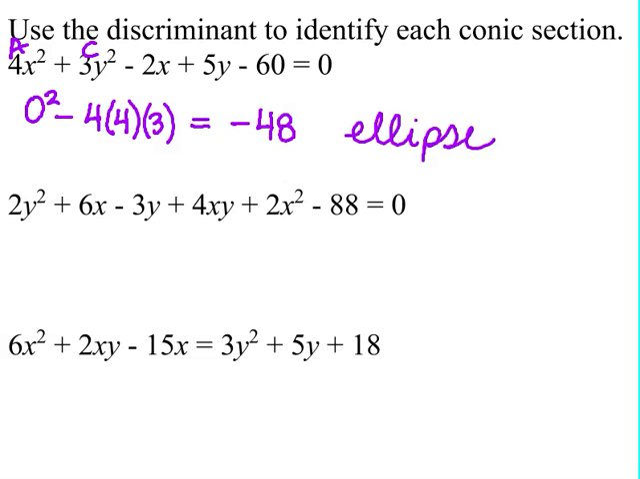Let's look at the next one. B is my coefficient of xy. A is the coefficient of x squared. C is the coefficient of y squared. So B squared, what is that? 16. Minus 4, what's A times C? 4. What do you get? 0. So this is a, what is this? Parabola. Parabola.